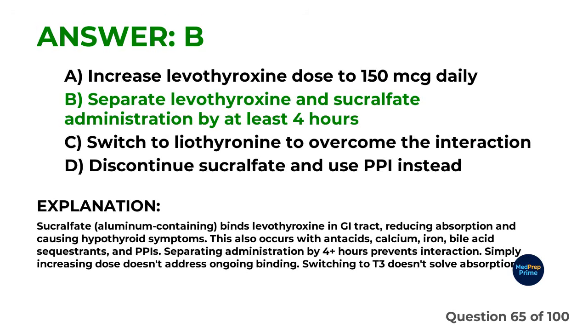Correct answer B. Sucralfate, aluminum-containing, binds levothyroxine in GI tract, reducing absorption and causing hypothyroid symptoms. This also occurs with antacids, calcium, iron, bile acid sequestrants, and PPIs. Separating administration by 4+ hours prevents interaction.